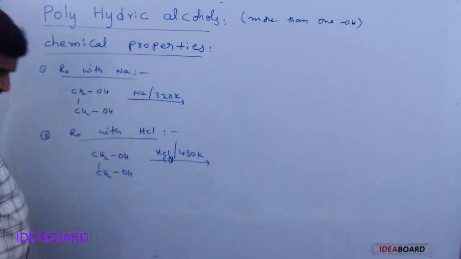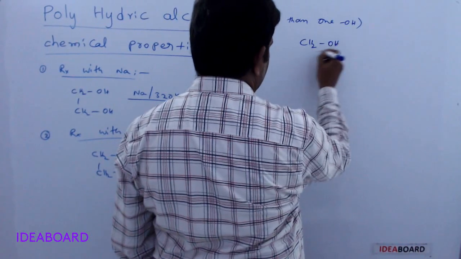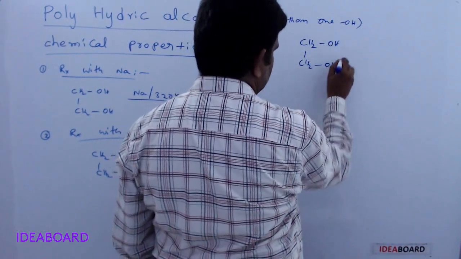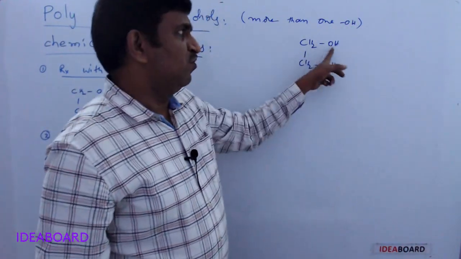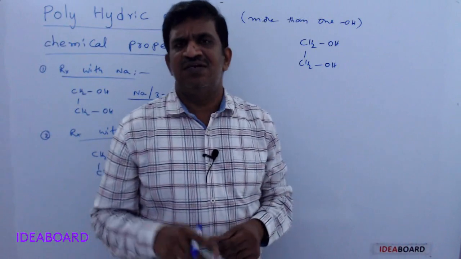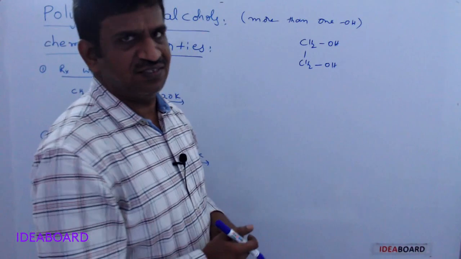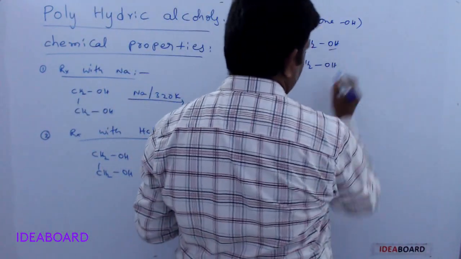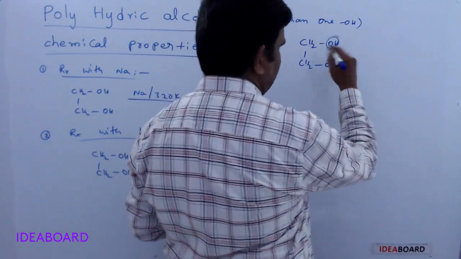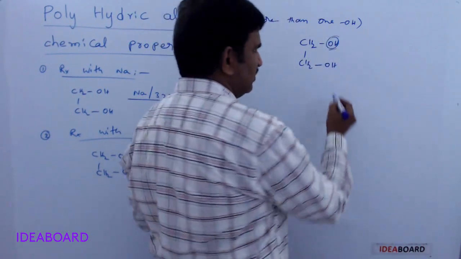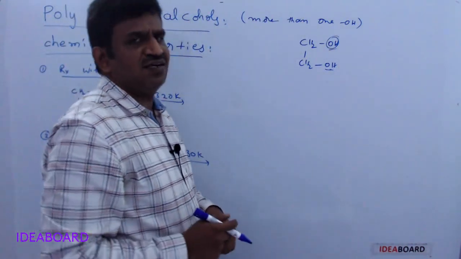Next, chemical properties. Here, please remember glycols have two OH groups. Two OH groups can participate in reaction, but only one OH group reacts first, and then the second OH group reacts. Two at a time will not react. One OH group is more reactive than the second, and only after the first OH group is replaced does the second substitution occur.